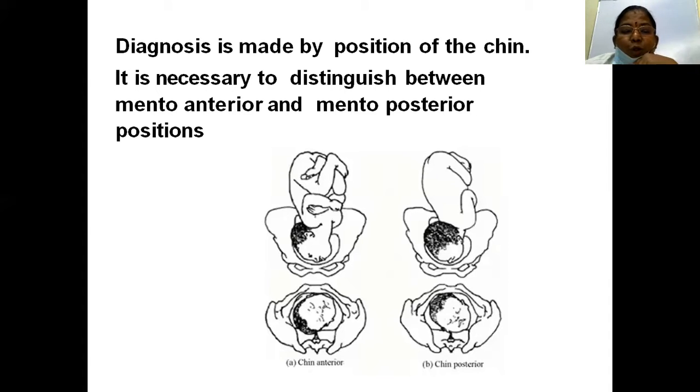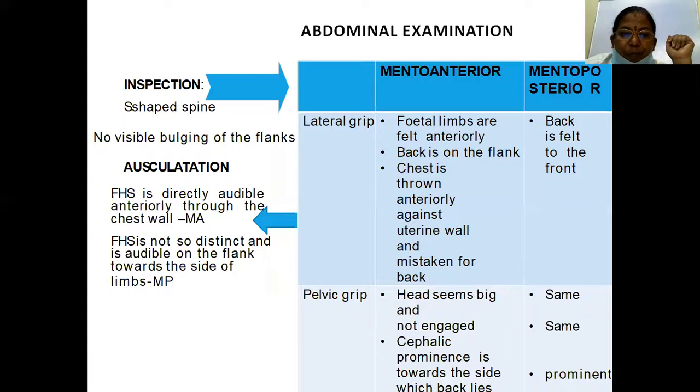So diagnosis is usually made by the position of the chin. Can you see here? This is the position of the chin. What is more important is whether the chin is anterior or posterior. Here in this case the chin is anterior, and here the chin is posterior. When the chin is anterior, it is a mento-anterior position. When the chin is posterior, it is a mento-posterior position. Afterwards I will tell you why it is important to know whether it is mento-anterior or mento-posterior.